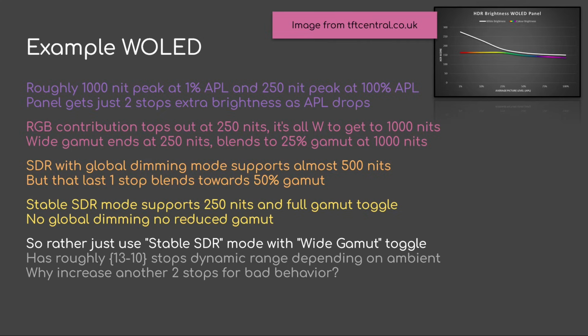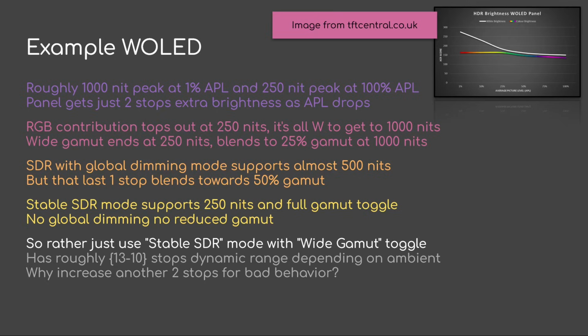When you're going up in these larger stops, the last 2 stops, you're basically blending out to about 25% of your gamut by the time you hit the peak. Now, SDR with the global dimming enabled supports almost 500 nits. And of course, that last 1 stop is blending towards 50% gamut. If you choose the stable SDR mode, now you're getting 250 nits peak, roughly, and you get the full gamut. You can toggle that on and off independently.